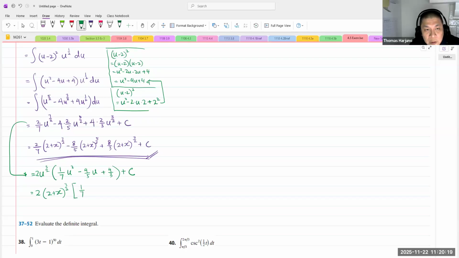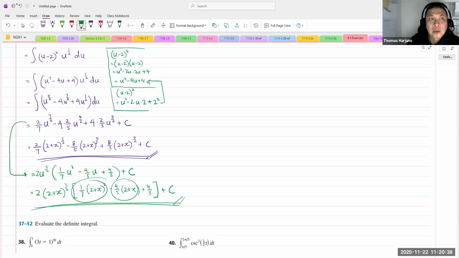One over 7, 2 plus x squared minus 4 over 5, 2 plus x plus 4/3. Inside the bracket, you can actually still distribute this and combine like terms. It's possible, okay? But at least you know it's doable after we factor out the power of 3 half.